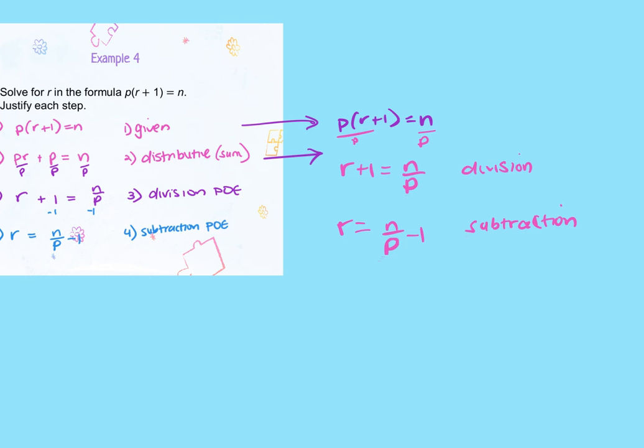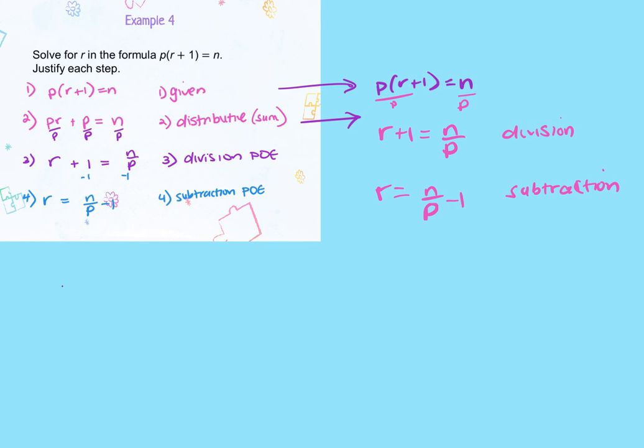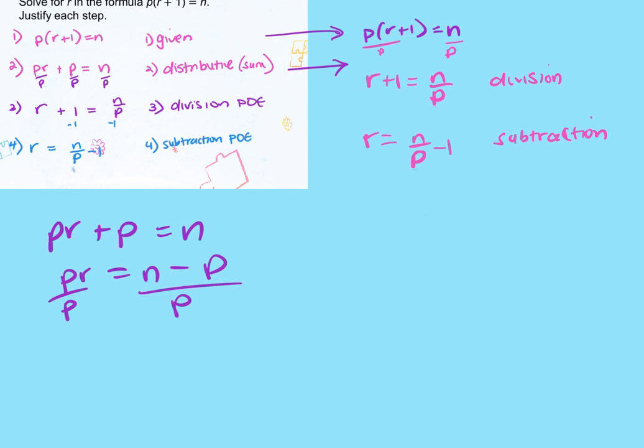Did you get the same answer? It should end up being N minus P over P. You had PR plus P equals N. Then you subtracted P, N minus P, and then you divided it by P. That's totally fine. So you would have done subtraction and then division. Just realize if this is one of the drag and drops that those are both right answers, but they won't both be there.